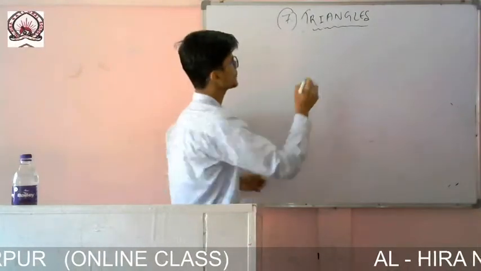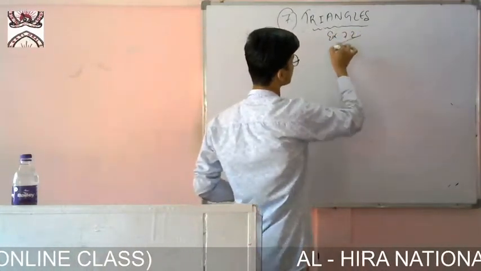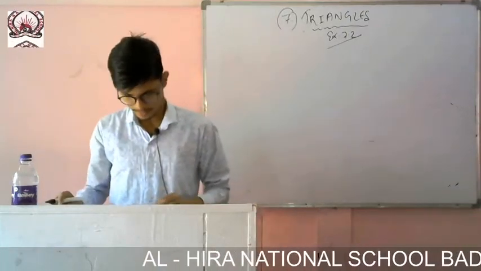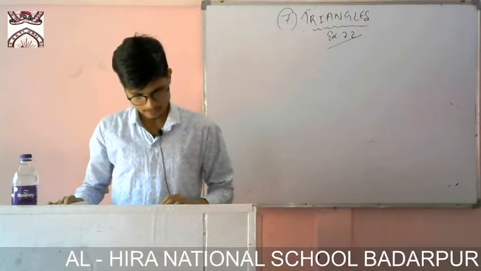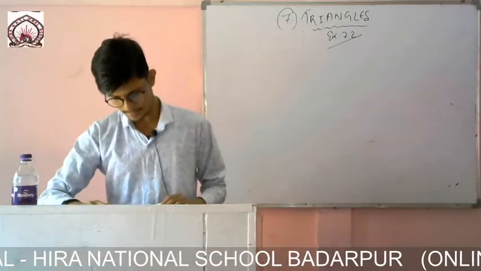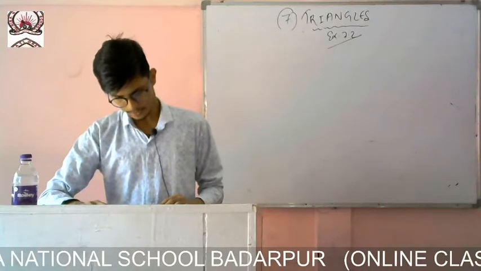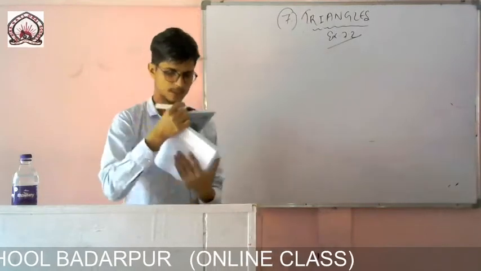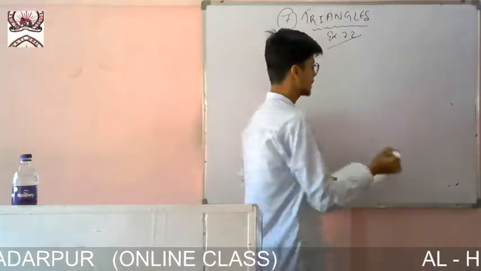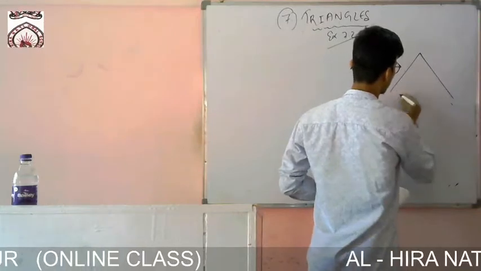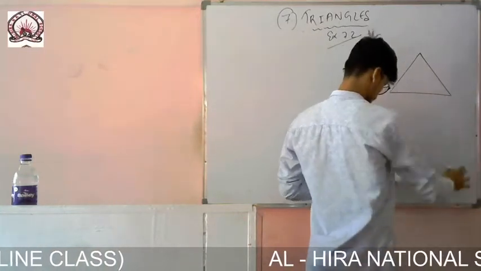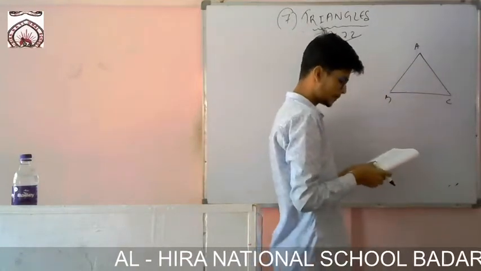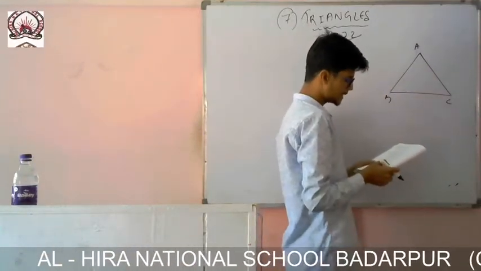So exercise 7.2. In an isosceles triangle ABC with AB equals to AC, the bisectors of angles B and C intersect each other at O. Join A to O and show that. Okay, so first of all, what is given, let me write. The figure is not there, so we have to draw. It will be like this, a triangle, let me name it ABC.